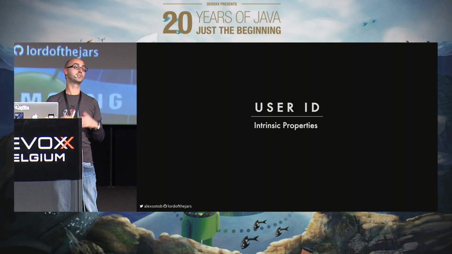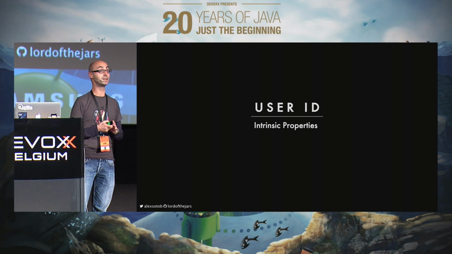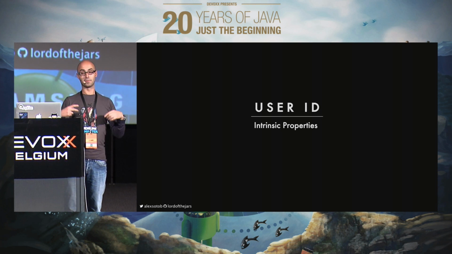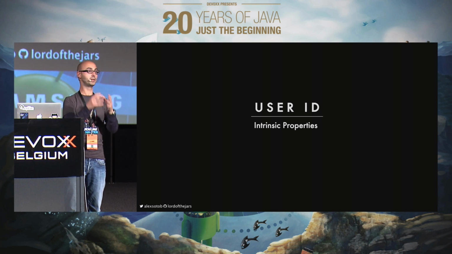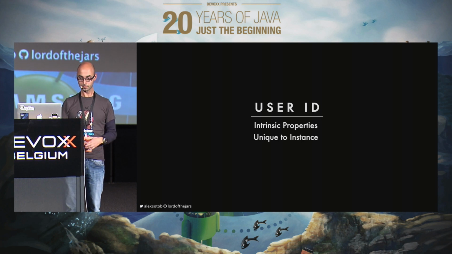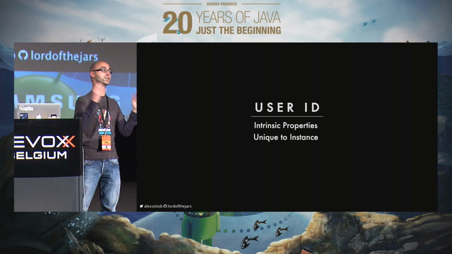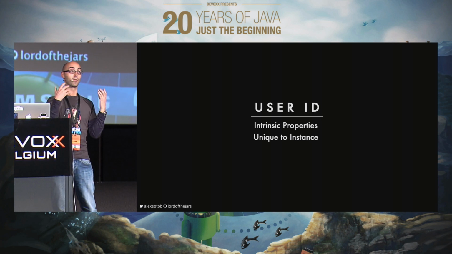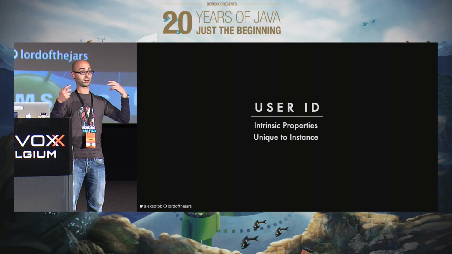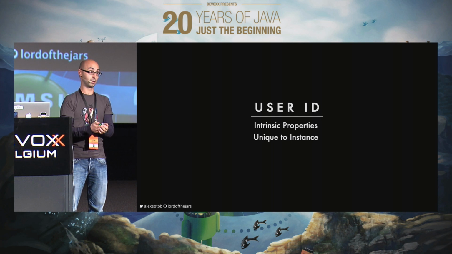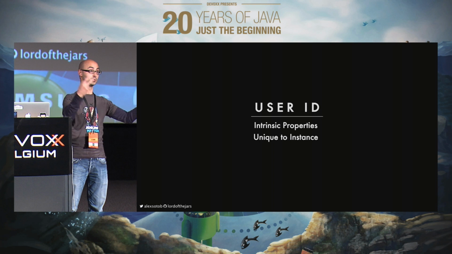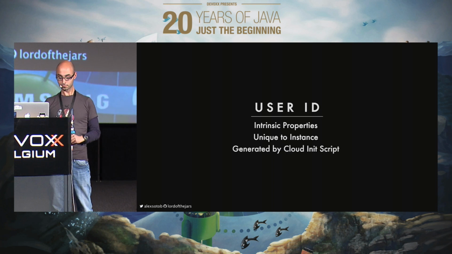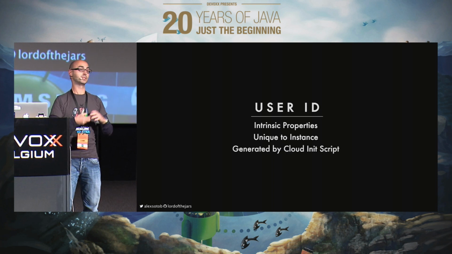And the user ID is an intrinsic property. By intrinsic property, I mean the IP, the MAC address, maybe the hash of both, the host name, whatever is intrinsic to that machine. And it's unique for each instance. So for example, if you have one service and that has two instances on your infrastructure, you will have one APPID and two user IDs. It's generated by a cloud-init script.